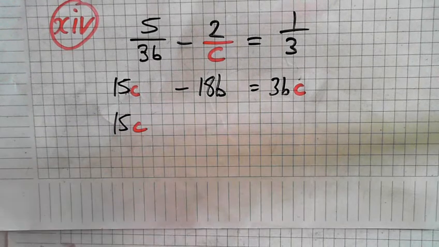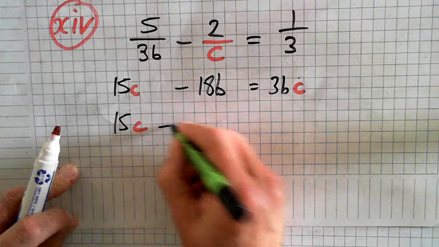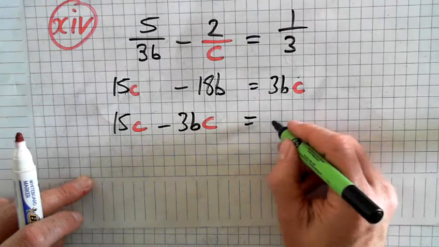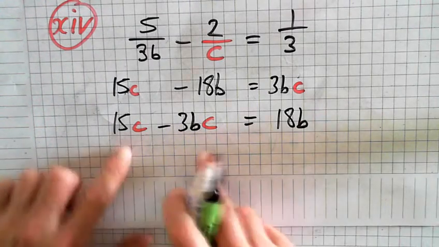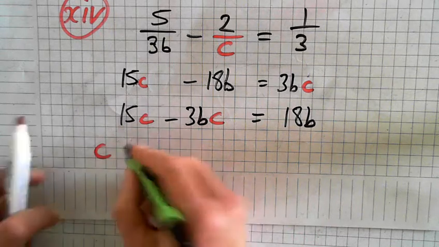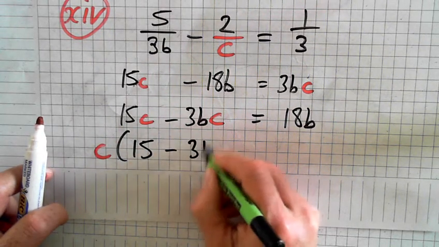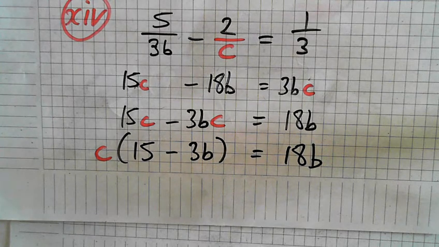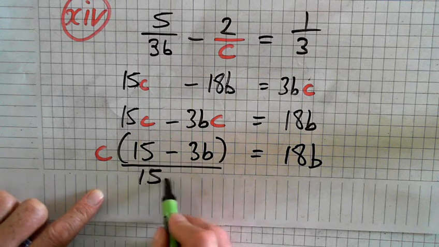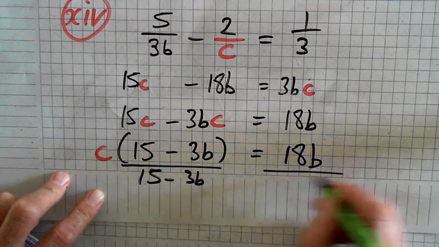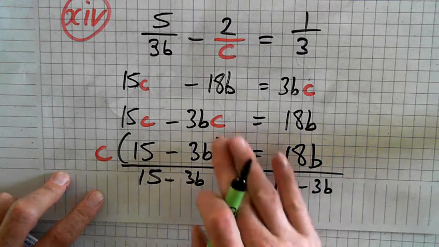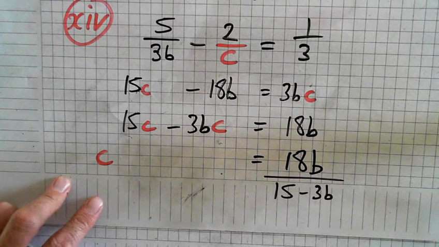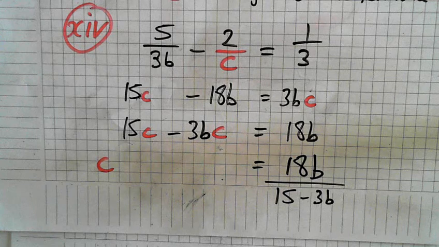So 15c, we'll bring the 3bc across, minus 3bc. Bring the minus 18b across here, 18b. Take c out of both of them. 15 minus 3b. And what do we not want? We don't want this, 15 minus 3b. So divide both sides by 15 minus 3b. They divide by each other to give 1. 1 times c, c. And that's the answer: 18b over 15 minus 3b.